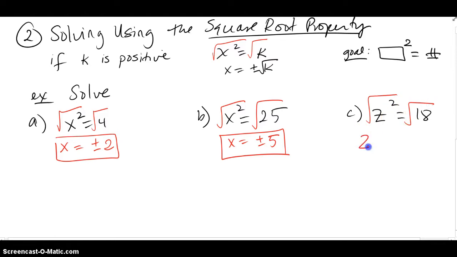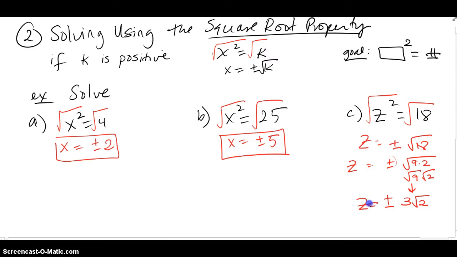Same thing here, z is equal to plus or minus square root of 18, but this we can simplify further. So we'll break it up as a 9 times 2, and the 9 will pop out a 3. So I have 3 square root of 2, but I have to account for both answers. So z is equal to a positive 3 root 2 and a negative 3 root 2. There's basically, again, two answers.